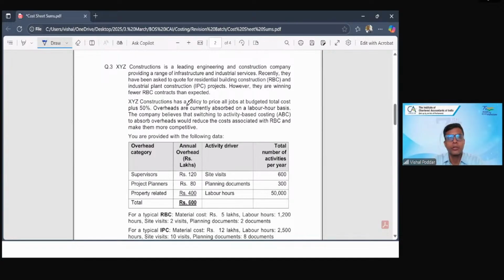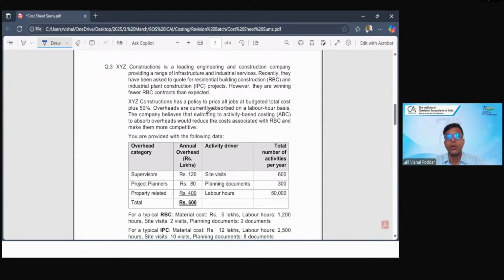Leading engineering construction company providing a range of infrastructure and industrial services. They have been asked to quote for residential building RCB and industrial plant IPC. However, they are winning fewer RCB contracts than expected. XYZ Construction has a policy to price all jobs at budgeted total cost plus 50%.